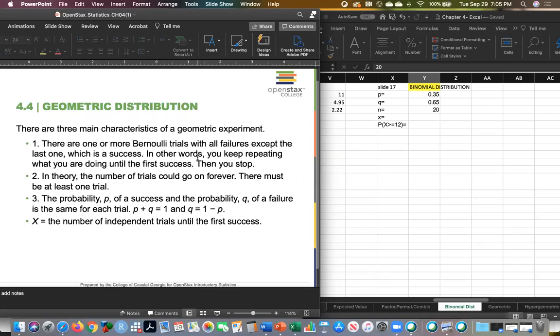So once again, in other words, you keep repeating what you are doing until the first success occurs, right? Then you stop. So in theory, the number of trials could go forever. Nevertheless, there must be at least 1 trial. The probability of success and the probability of failure is the same for each trial, so that means that the events are independent. We know that if we add the 2 of them it is 100%, and in order to find Q, we have 1 minus P. So X is the number of independent trials until the first success, okay?